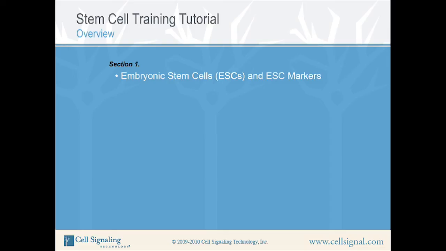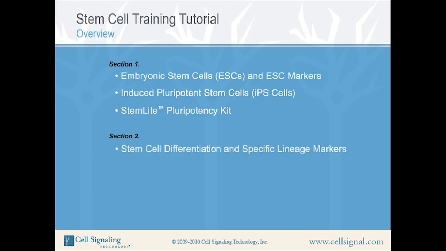This section also includes information regarding induced pluripotent stem cells, also referred to as iPS cells, and CST's new StemLite Pluripotency Kit. Section 2 covers information concerning stem cell differentiation along specific lineage pathways and corresponding lineage-specific markers. And finally, Section 3 covers epigenetic regulators and marks commonly found during embryonic development.